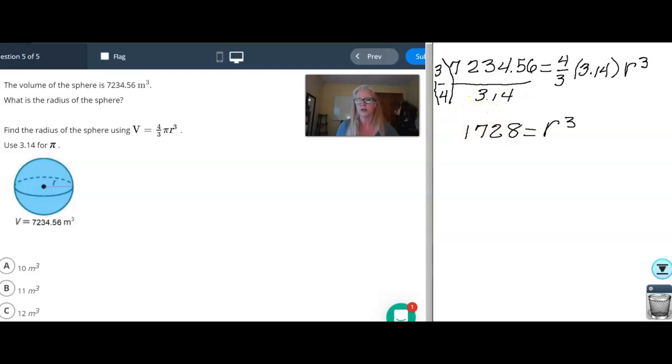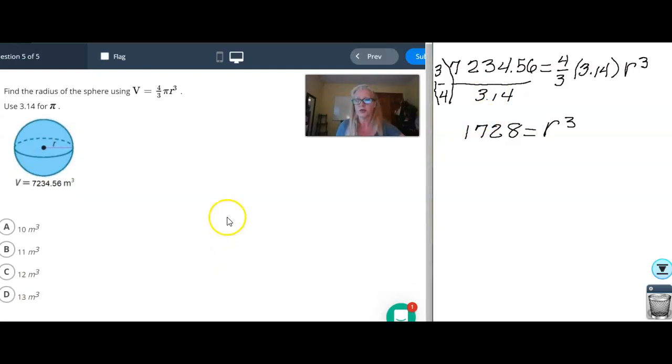And then you look over here and you go, well, that's not one of the choices. Miss Williamson, you don't know what you're talking about. But remember, that's r cubed, not r. So in your calculator, you will need to go in and find the cube root of 1,728. And it's 12. It's 12 times 12 times 12. So that's how you do the problems on this assignment.